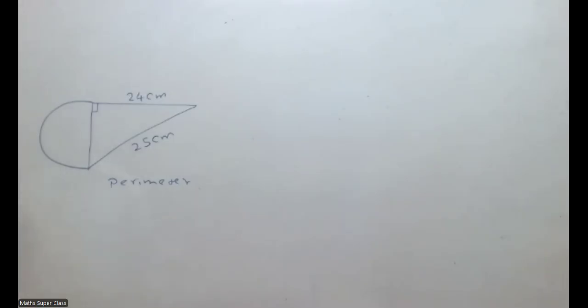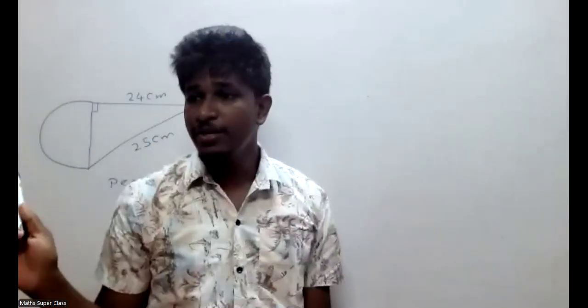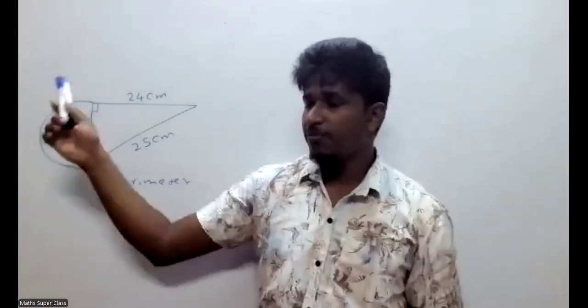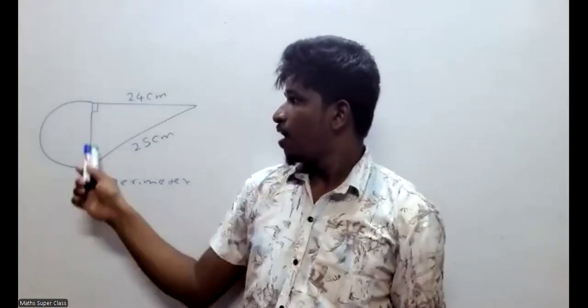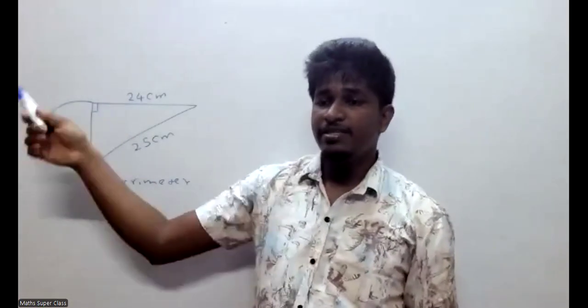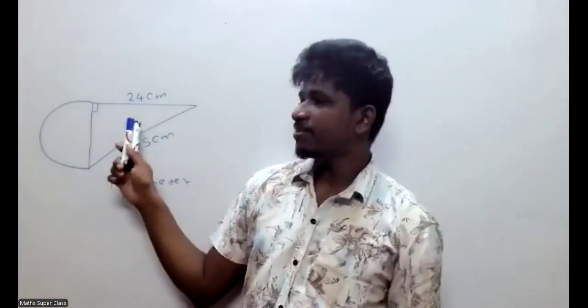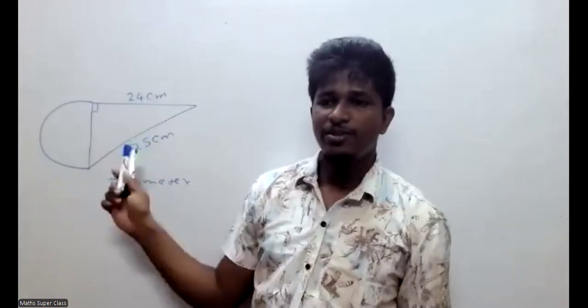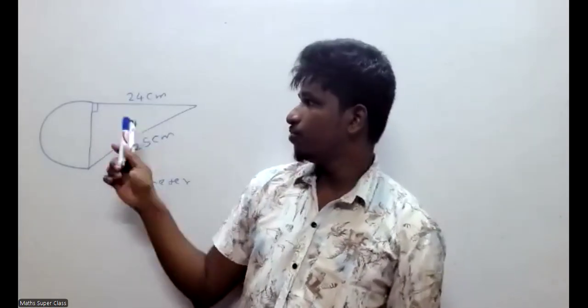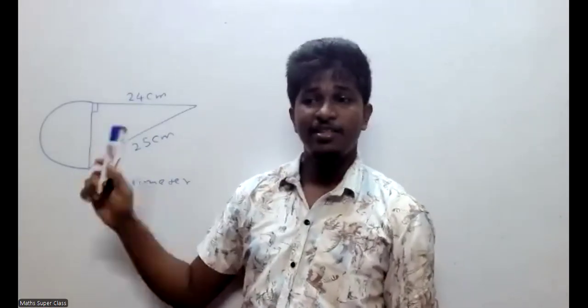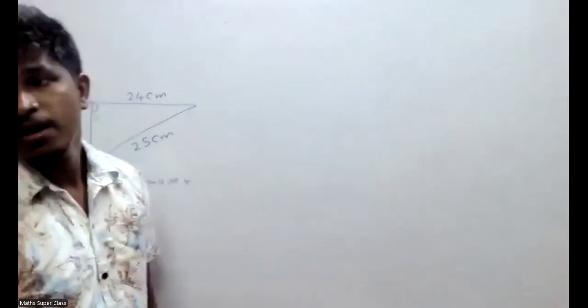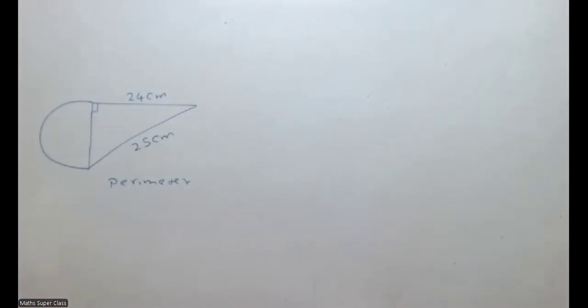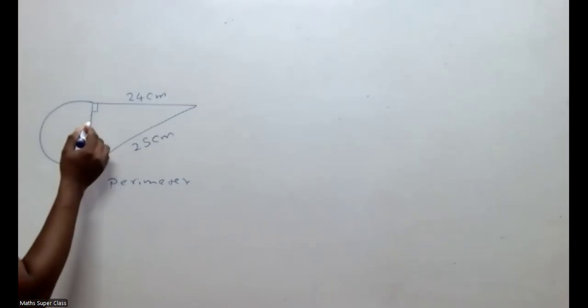First, what to do to find out this whole figure? You should first find the diameter of this semicircle. This is a right angle triangle, so there are two sides. You have two values, and you have to find the third. So we are using Pythagoras theorem.